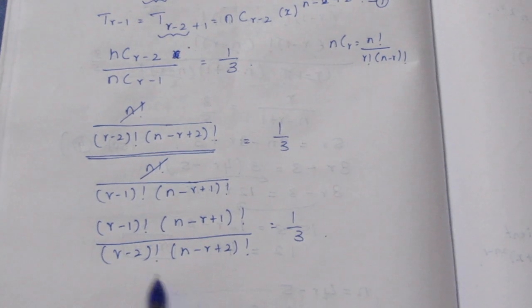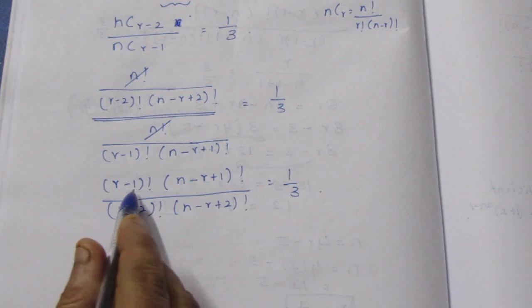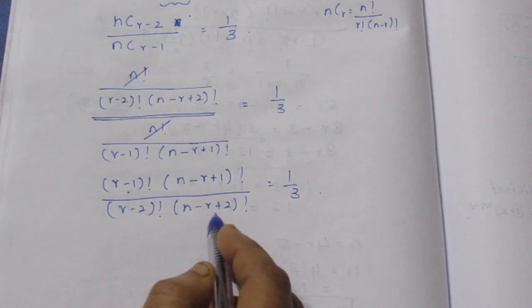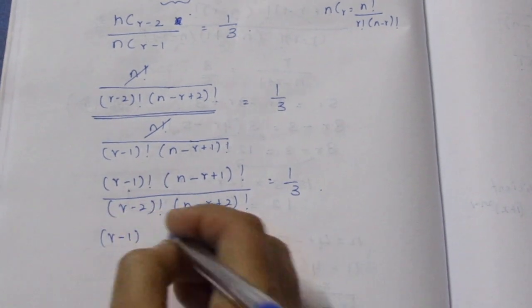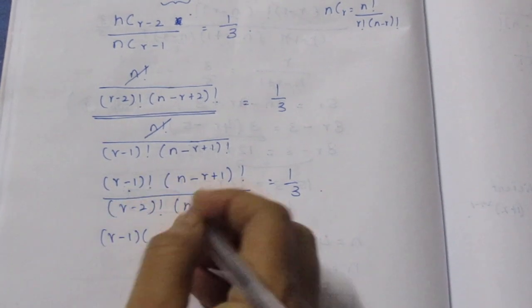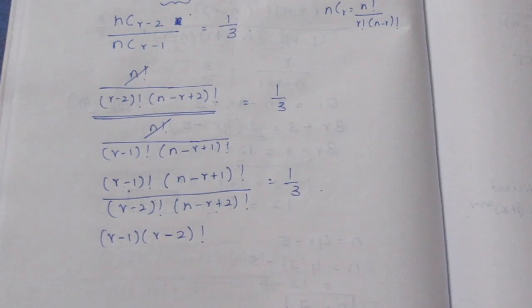Now the greater one we can split into the factorial form. Here this is the greater one, so this can be written as minus, and here this is the greater one. So I am going to split this, this becomes r minus 1 into, the next will be minus 1. Minus 1 if I write, it becomes (r minus 2) factorial, because we have minus 2 here.